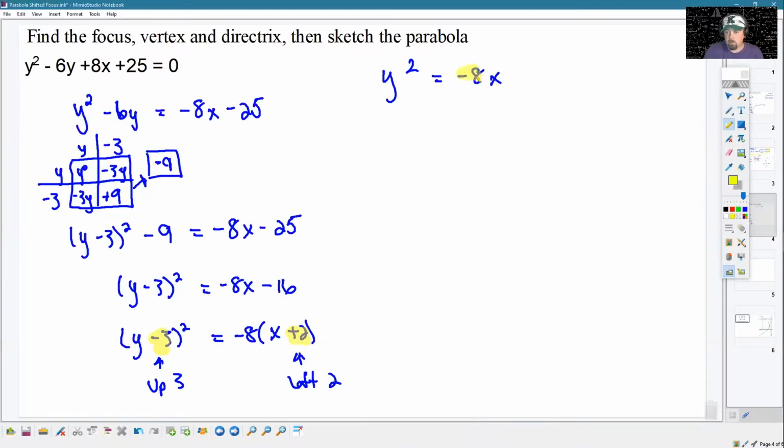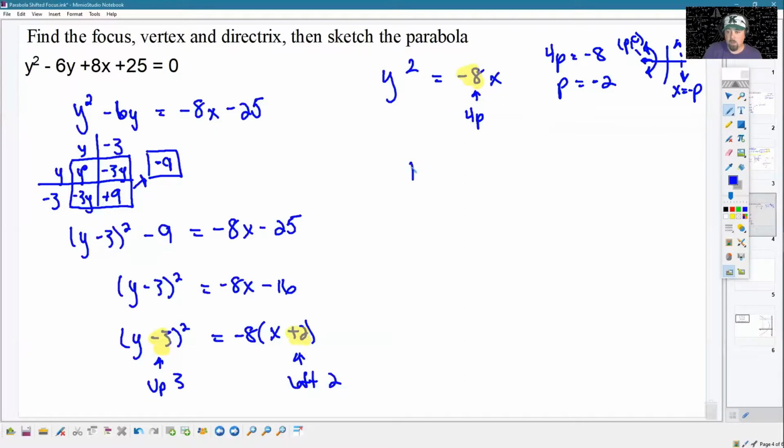And for this one it's pretty easy because this is 4p. So if that's 4p, 4p is -8, that means p is -2. Now we knew it was left or right, and we got a negative again, meaning that since p is negative, we've just figured out that this thing's going to open this way. And that's important because it means that our focus is going to be at p, 0, and our directrix again is going to be at x equals -p. So let's list those and apply the transformations, and then we'll look at the graph.